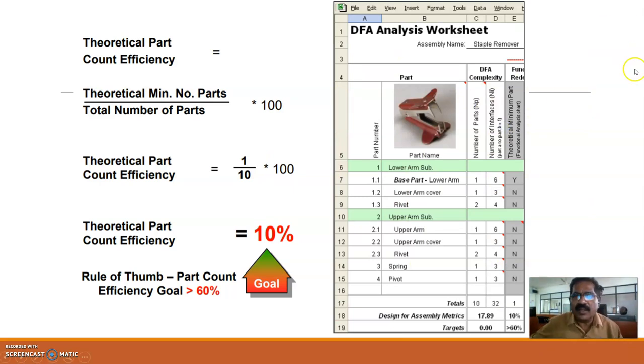Now, in order to check the assembly efficiency, theoretical part count efficiency is equal to the theoretical minimum number of parts divided by the total number of parts. When you start analyzing, what is the total number of parts, and how many is the theoretical number of parts? If they are both the same, you multiply it by a hundred, and that's the highest number. As a rule of thumb, the part count efficiency should be at least 60%. That's the goal.